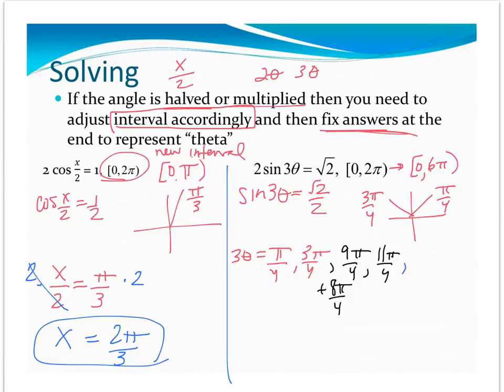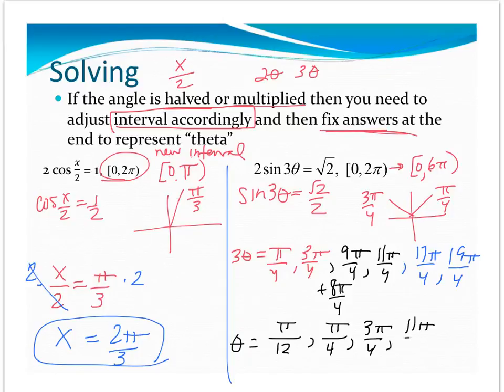And then I'm going to go around the circle one more time: 17 pi fourths and 19 pi fourths. Now these answers are all equal to 3 theta. Since I want my answer to equal theta, I have to divide all these answers by 3. And then we want to give our answers in reduced terms. And voila.